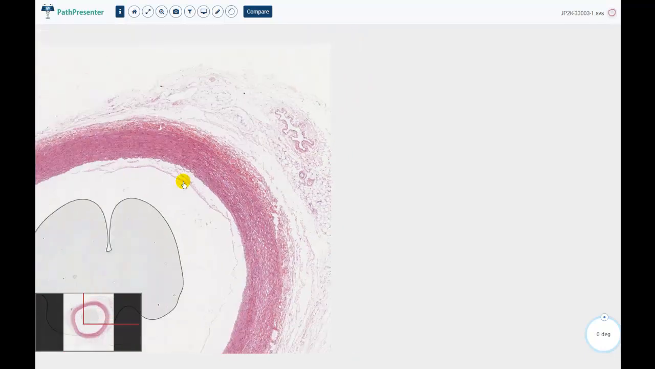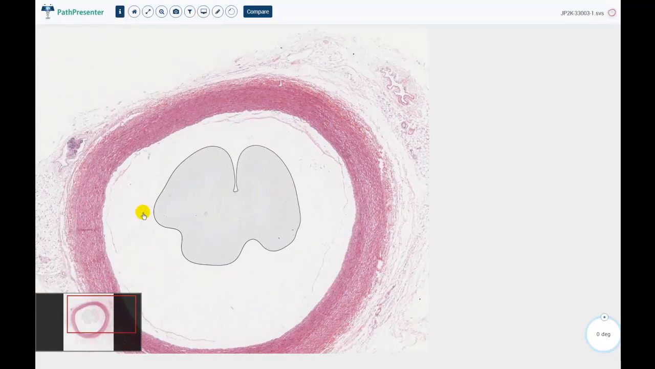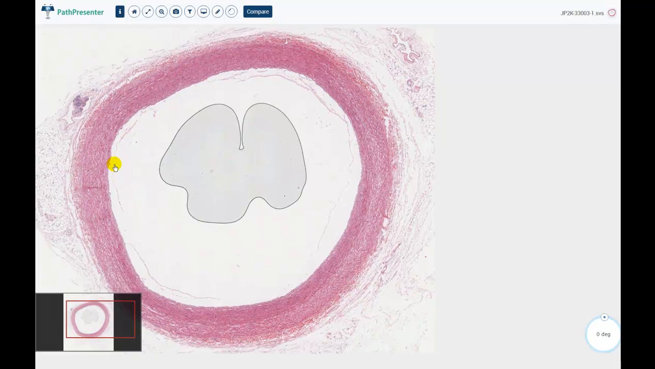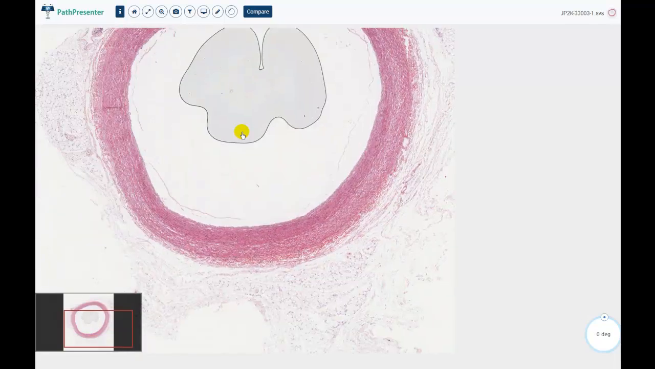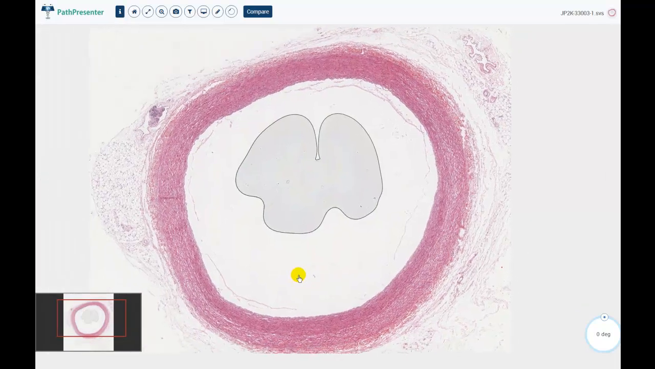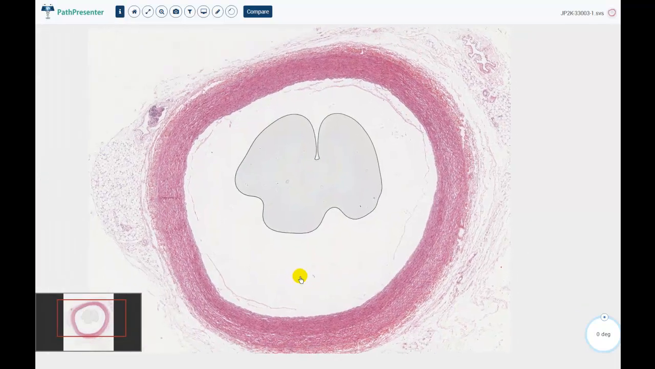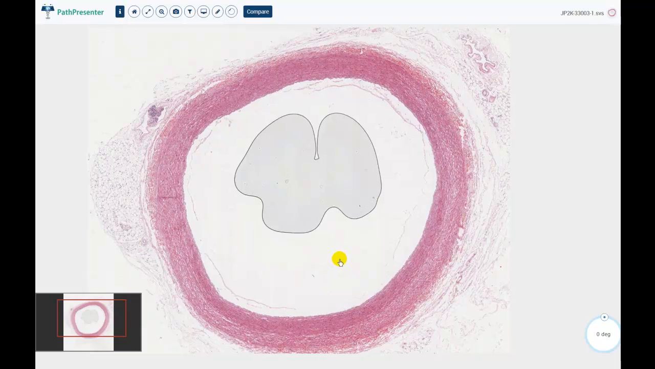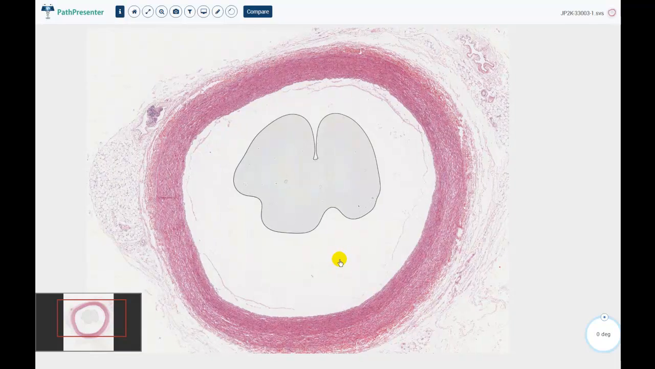So those were very interesting observations, and it gives me the opportunity to demonstrate at least one artifact that occurs when one tries to mount a specimen on a glass slide.